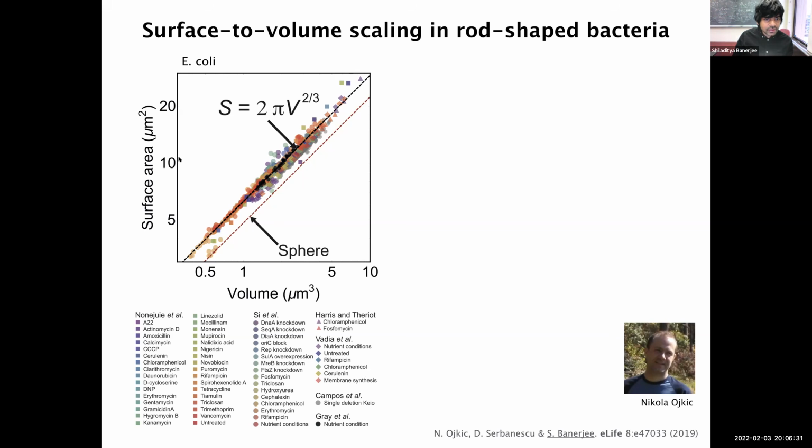When we plotted the surface area versus volume, there was a surprise: all the data collapsed onto a very interesting geometric relationship, which is surface area is 2 pi times volume to the power 2/3. You would expect that surface area scales with volume to the power 2/3 for spheres. But these were rod-shaped cells, which can be curved, and sometimes the shape could be really disorganized and disordered.